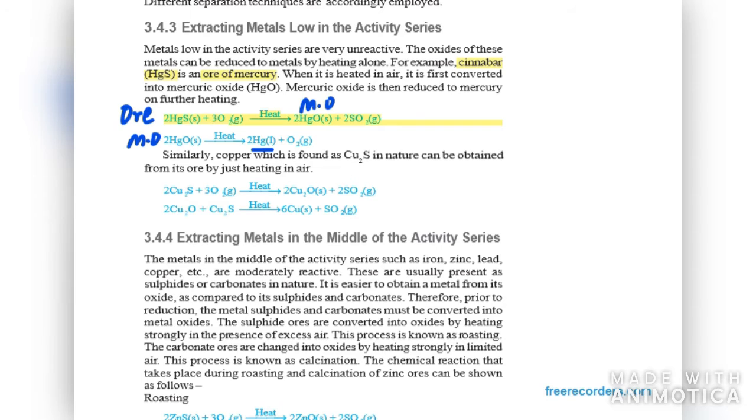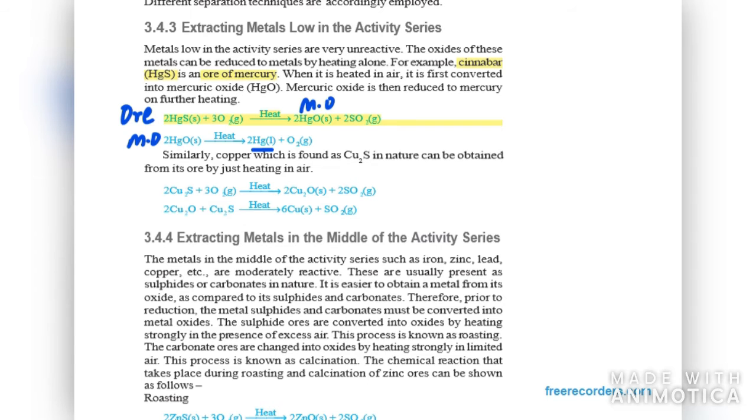Now similarly for copper it is given here. So for copper, which is found as copper sulfide in nature, can be obtained from its ore again. So as you can see, we have copper sulfide. When on heating we get copper oxide, and copper oxide on heating we get copper as element. So we get pure element, that is copper.